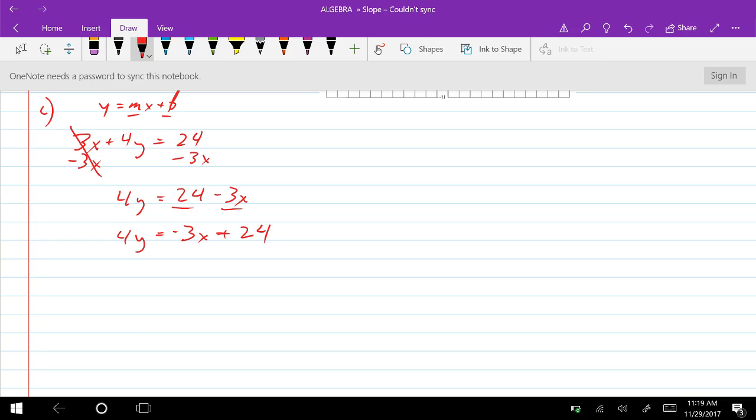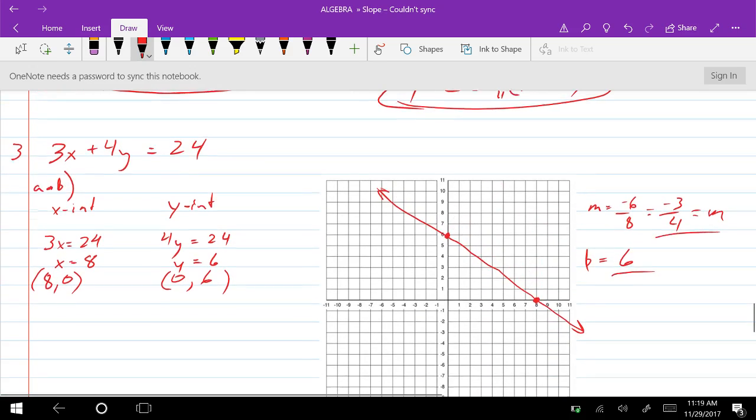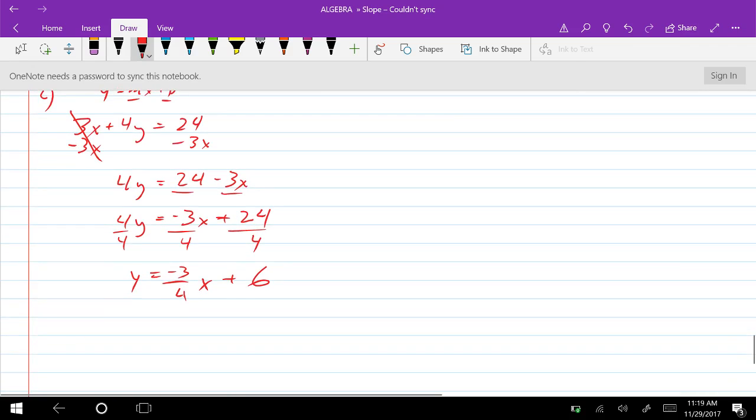Then I have to get rid of the 4 in front of the y. It's being multiplied, so I'm going to divide everything by 4. And I got a slope of negative 3 over 4 and a y-intercept of 6. That's what I got up there, so I am correct.